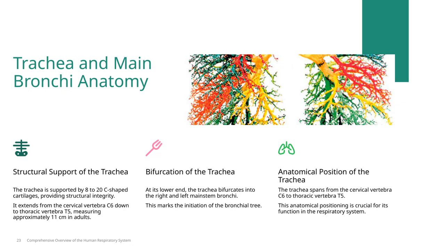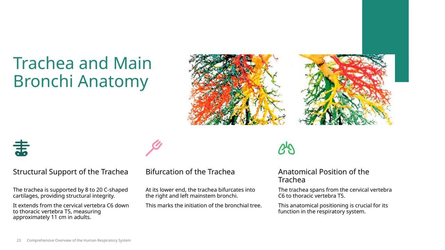Now, let's take a closer look at the bifurcation of the trachea. At its lower end, the trachea splits into two main branches, the right and the left mainstem bronchi. This split is really important because it marks the beginning of the bronchial tree, which is responsible for directing air into each lung.